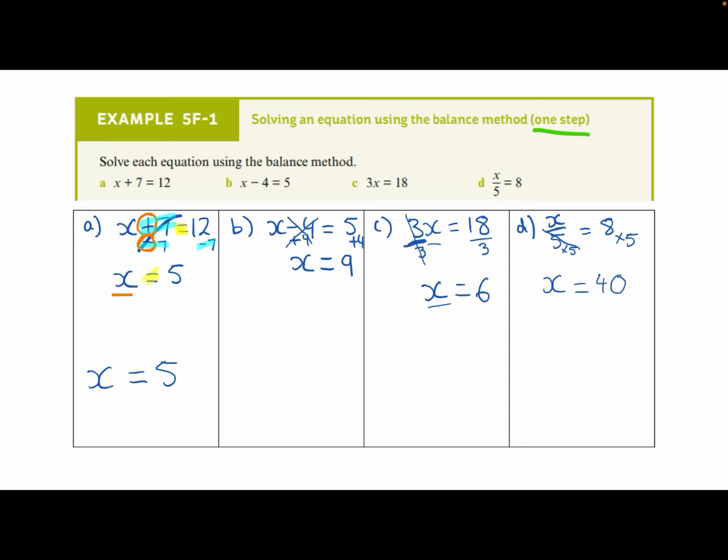Right, if you ever need to check it, you can just substitute it back into the equation. So 40 divided by 5 equals 8. That is correct. 40 divided by 5 is 8. And 8 does equal 8. So that is correct. All right, so that's our solution to the equation.